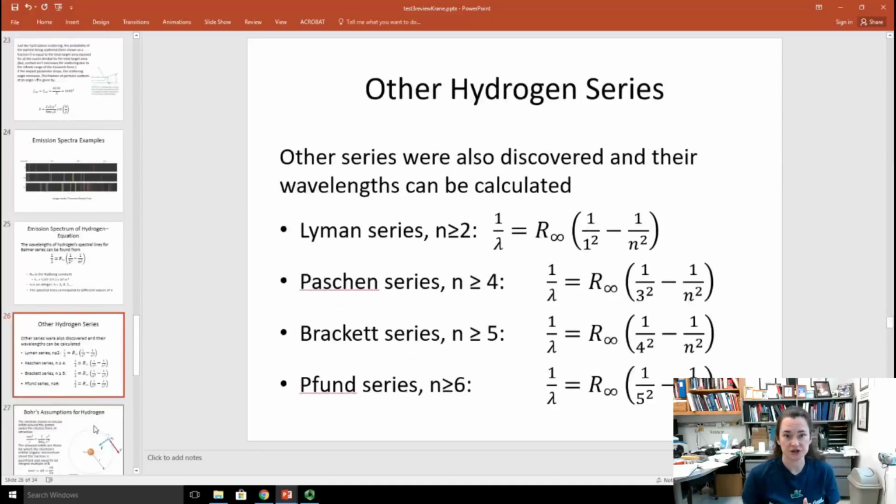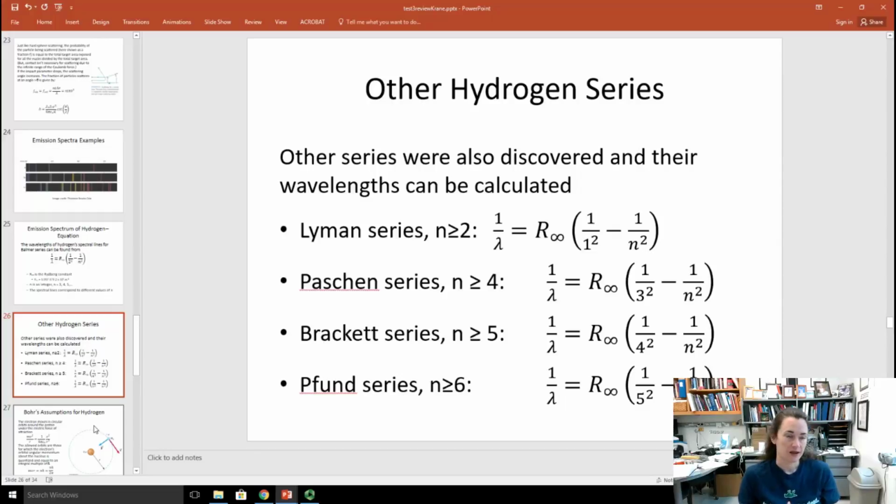Now, there were also hydrogen series in the ultraviolet, and that was the Lyman series, and in the infrared, the Paschen, the Brackett, and the Pfund series. The equations describing them are shown here. Basically, you've got 1 over lambda equal to the Rydberg constant times 1 over an integer squared minus 1 over n squared. Which integer that is depends upon what range of the spectrum you're looking at. For the Lyman series, it's 1 over 1 squared. For the Paschen, 1 over 3 squared. The Brackett, 1 over 4 squared. And the Pfund, 1 over 5 squared. And then for each one of those equations, you start at 1 larger than your first number and go up from there. So for the Lyman series, it's n greater than or equal to 2, the Paschen, n greater than or equal to 4, and so on and so forth.